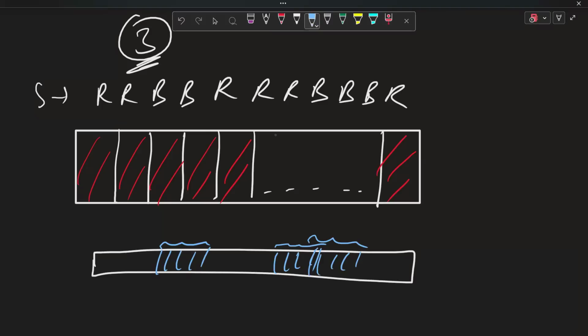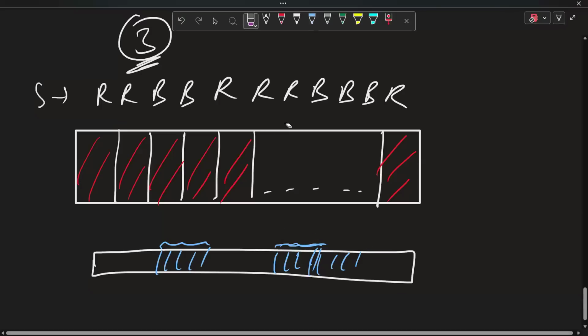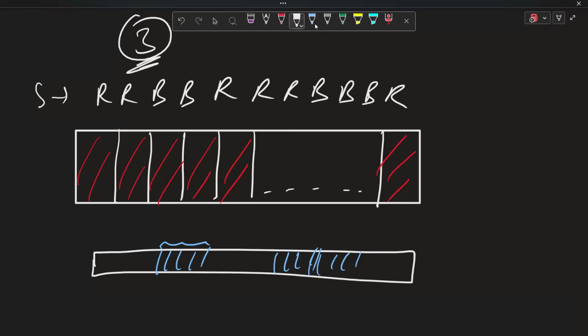But does it have any benefit? If you are selecting this segment and then selecting this segment, you could have directly selected this whole segment and painted all of it blue in one go. So this is never optimal. It is never optimal to select two overlapping segments. So always you will select non-overlapping segments. Okay, so if you have to paint it all blue, you'll select it in one go.